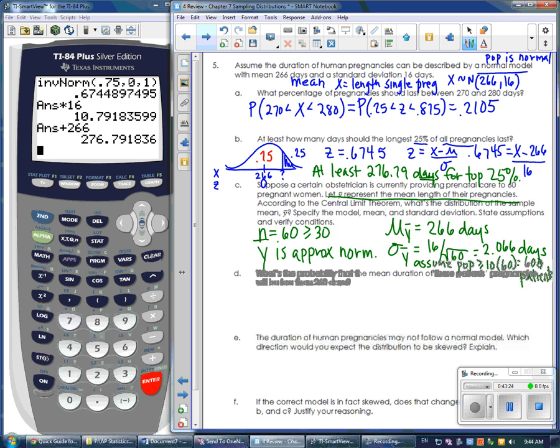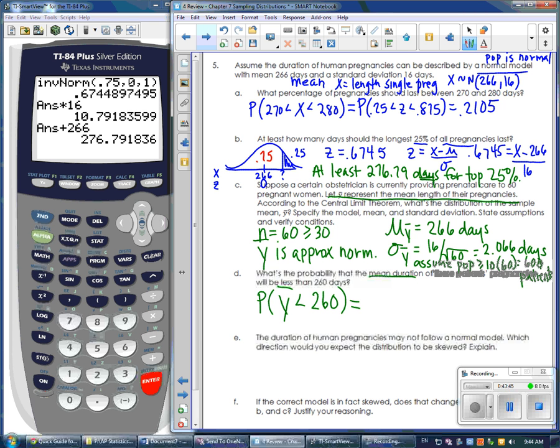In letter D, it says, what's the probability that the mean duration, so now I'm talking about y bar, the mean duration of the 60 women, is less than 260 days. So now I need to make sure that I change my notation. I'm not talking about a single person anymore. Now I'm talking about the mean of my sample. And I'm trying to find the probability that y bar is less than 260 days.